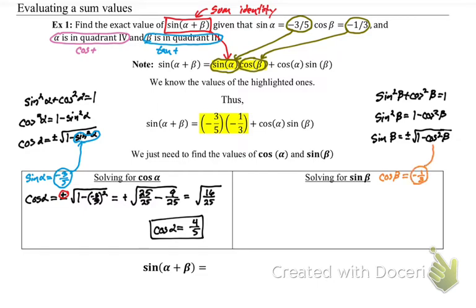So now we take that and plug it in for that cosine value there. And so we're going to have sine beta equals plus or minus the square root of 1 minus, instead of cosine squared, we're going to replace that with negative 1/3 squared.